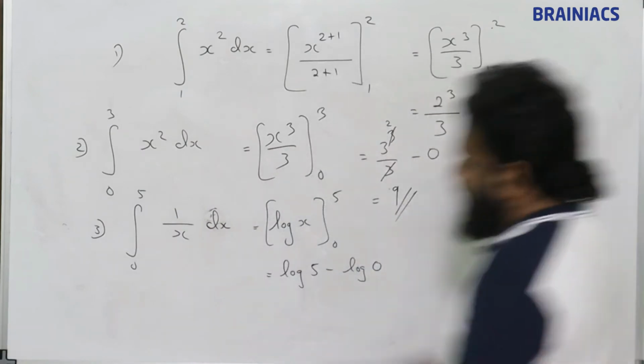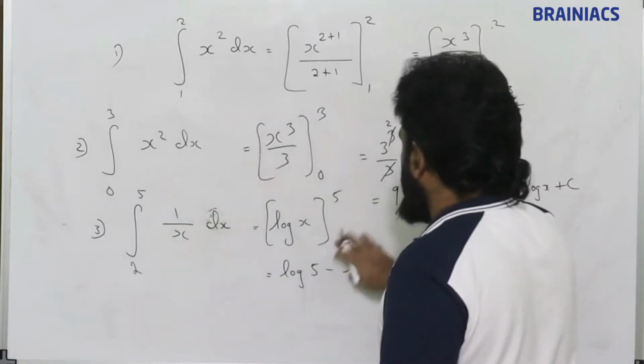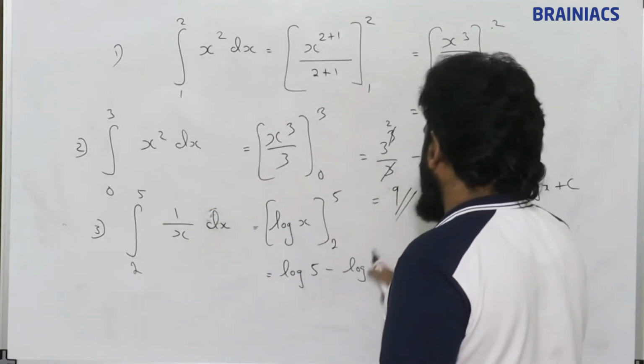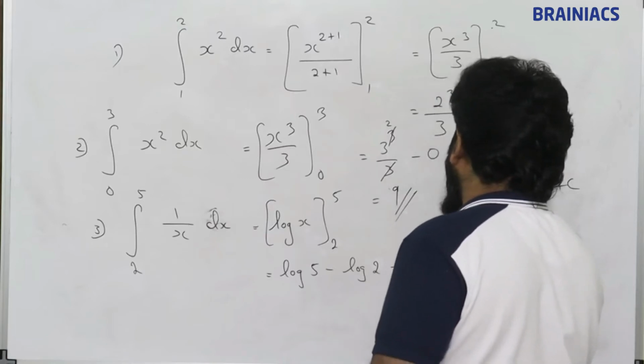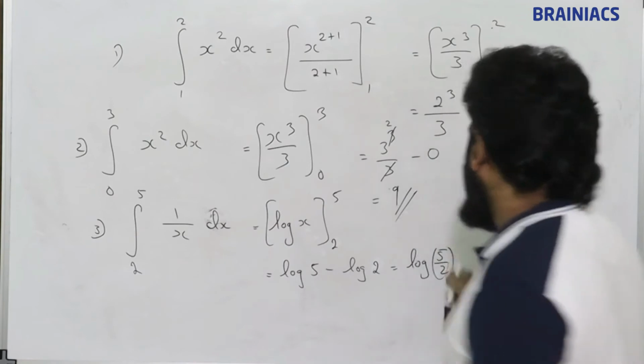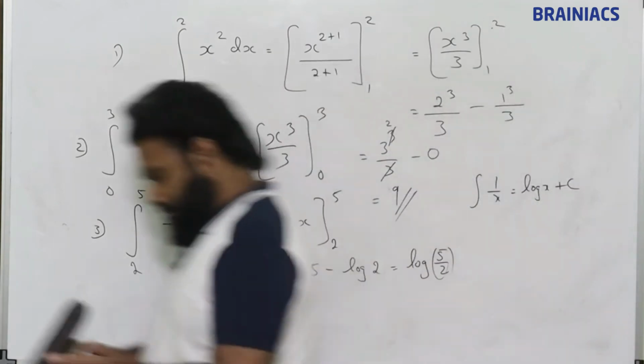Okay, now we will put another limit. Let this be 2. So this is going to be 2. So what, log 5 divided by 2. Log 5 divided by 2 is nothing but log 5 minus log 2. Clear or what?